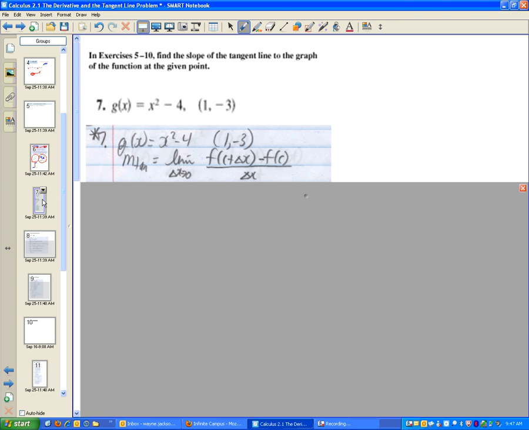In exercises 5 through 10, find the slope of the tangent line to the graph of the function at the given point. All right. For number 7, g of x equals x squared minus 4, and the point they give us is 1, -3. So the slope of the tangent line equals the limit as delta x approaches 0 of f of c plus delta x minus f of c over delta x.